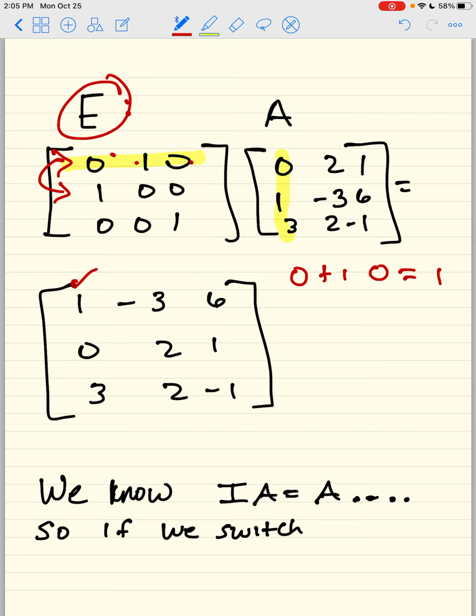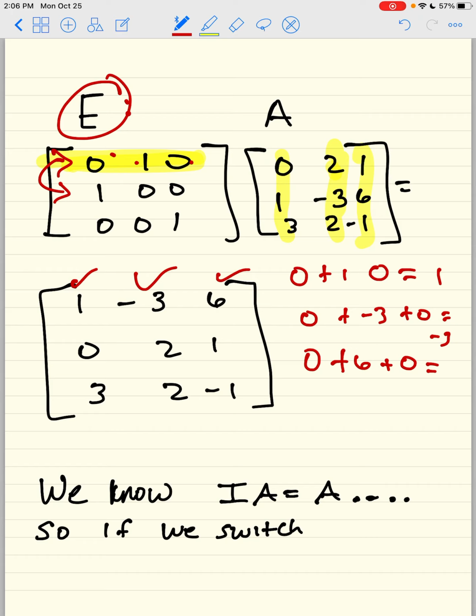Great. Let's do the second one. This times this. So we're going to go 0 times 2, 0. 1 times negative 3, negative 3. 0 times 2 is 0. So that's negative 3. Great. And let's just do one more. If we do the last one, we go 0 times 1 is 0, 1 times 6 is 6, 0 times negative 1 is 0, so that's going to be 6.